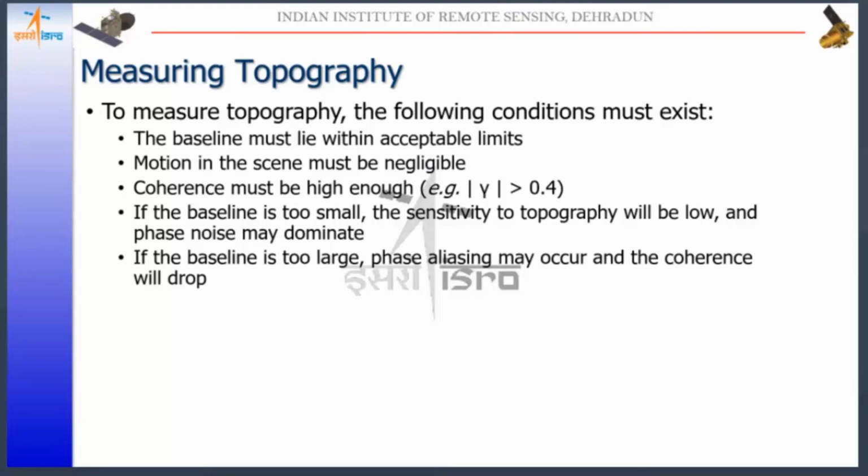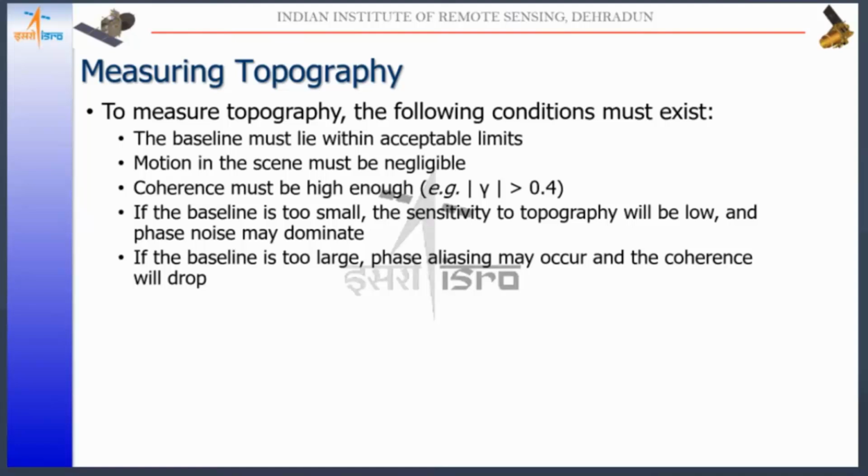The optimum perpendicular baseline should be in the range between 150 meter to 300 meter. Okay, so the optimum perpendicular baseline should be between 150 meter and 300 meter. So that is some of the criteria for choosing the baseline limit.